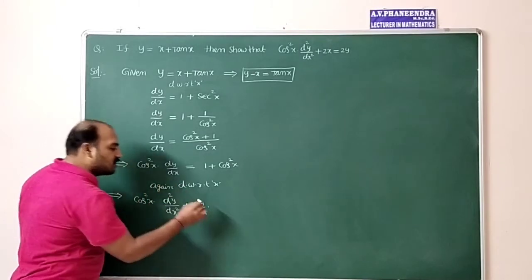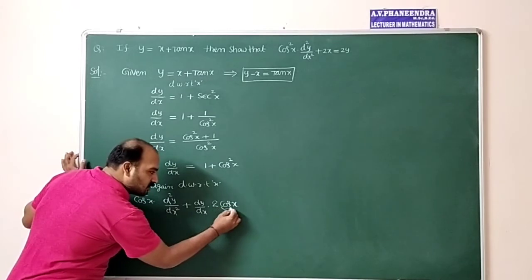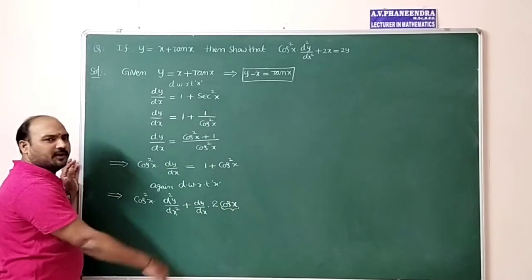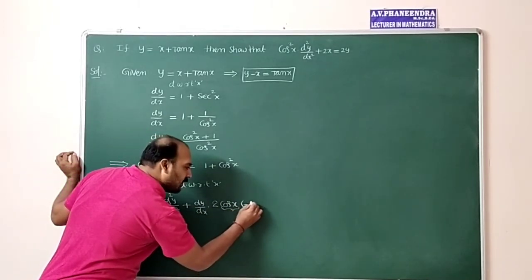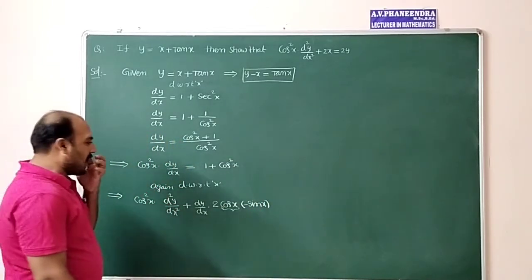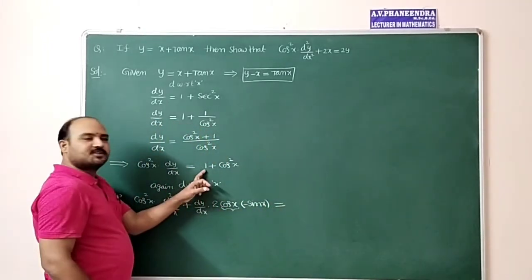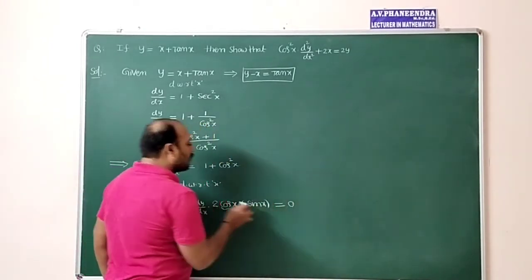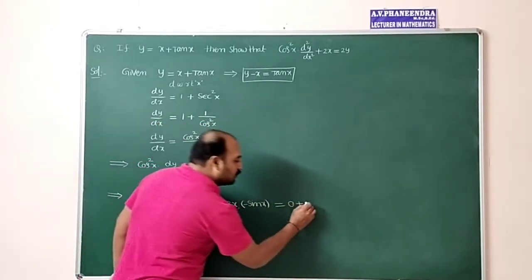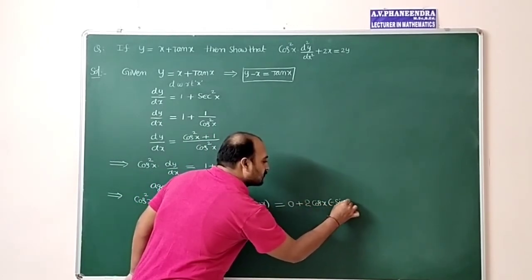So cos² x derivative is 2 cos x. Again cos x we have to differentiate. Actually 2 into cos x whole power 2 minus 1. 2 minus 1 means 1, we don't need to write. Again cos x derivative is minus sin x. So UV formula completed, which is equal to constant derivative 1 is 0, and again cos² x derivative, plus 2 into cos x, again cos x derivative is minus sin x.